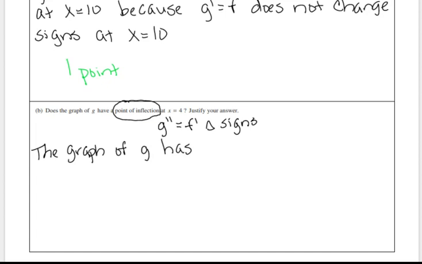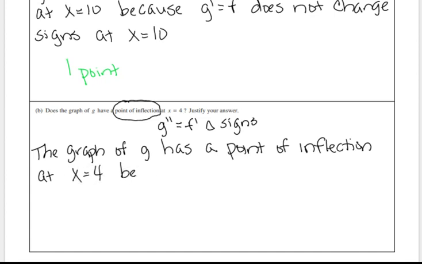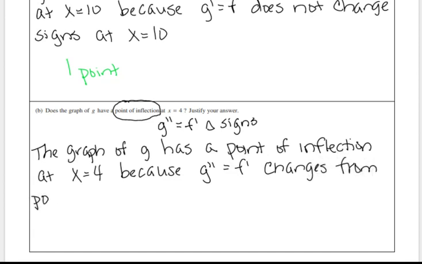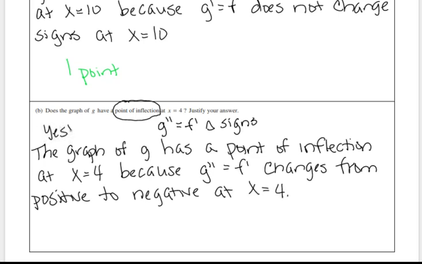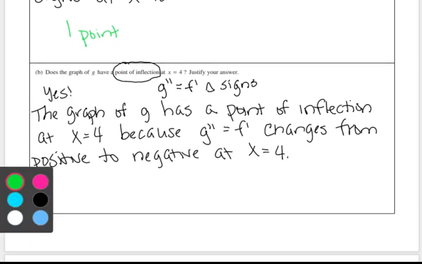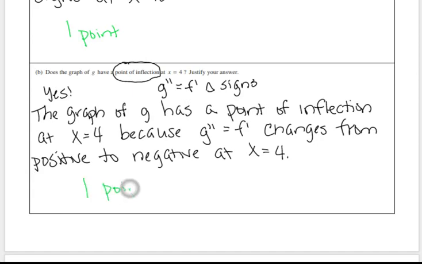has a point of inflection at x equals 4 because g double prime, which is equal to f prime, changes from positive to negative at x equals 4. So I guess we should actually say yes. This one was also just worth 1 point. So did you get your answer and did you justify it?